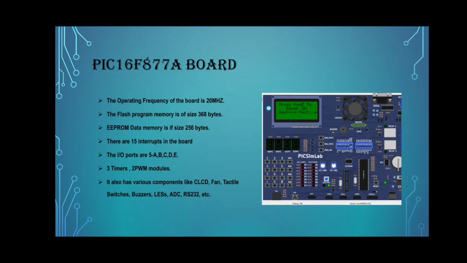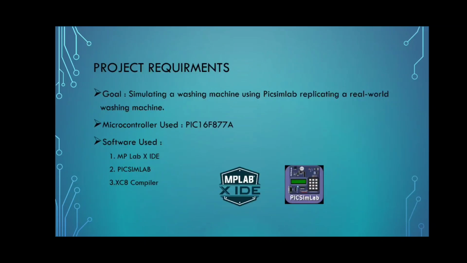PIC16F877A board: the operating frequency of the board is 20 MHz. The flash program memory size is 368 bytes. The EEPROM data memory is of size 256 bytes. There are 15 interrupts in the board. The input-output ports are A, B, C, D, E. 3 timers, 2 PWM modules. It also has various components like CLCD, fan, tactile switches, buzzers, LEDs, ADC, RS232, etc.